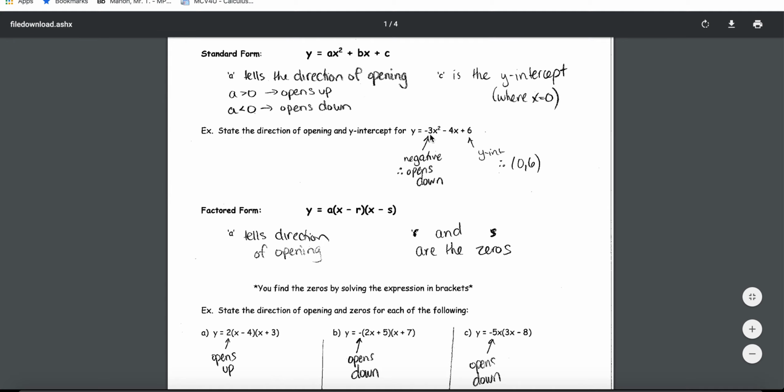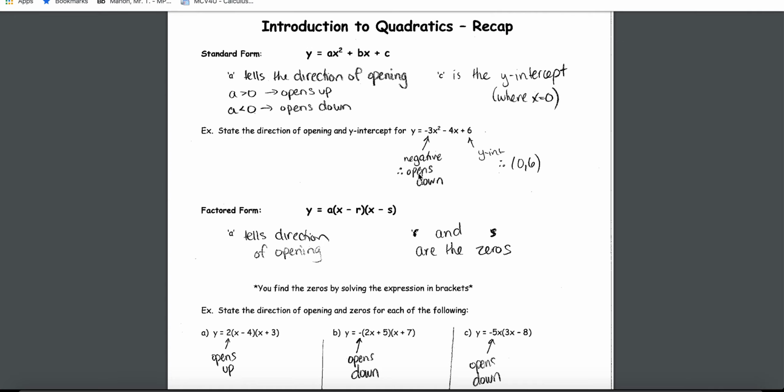Let's say that's an example. Y equals negative 3x squared minus 4x plus 6. A is negative 3, so it's opening downward. Opening downward, hence it has a maximum value. And I'm sure that the y-intercept is (0, 6), even without graphing it.